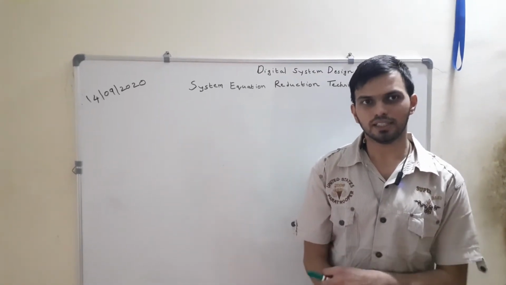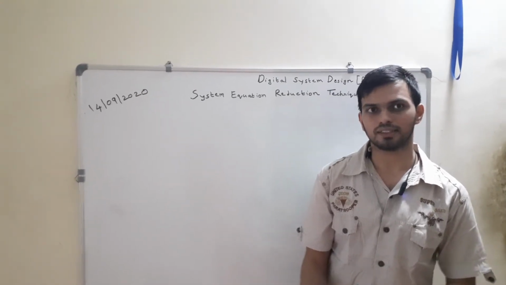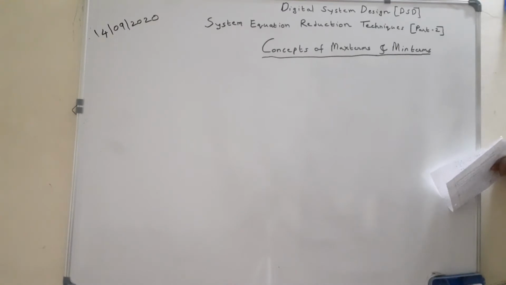Now we were studying the digital system design course. Let us start with today's class. We want to understand some of the system equation reduction techniques, namely K-map simplification and the Quine-McCluskey method. You need to understand the following concepts.